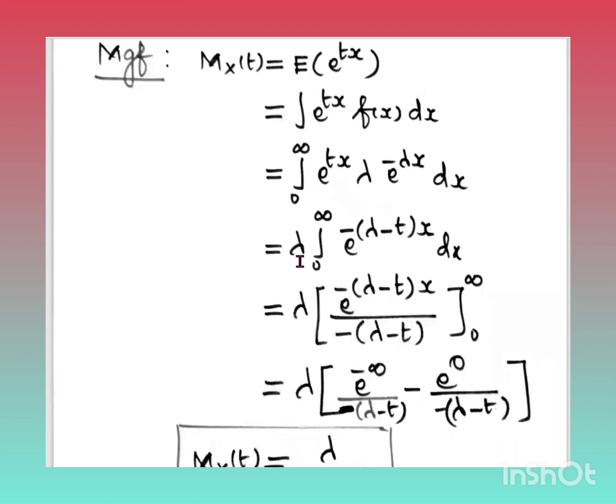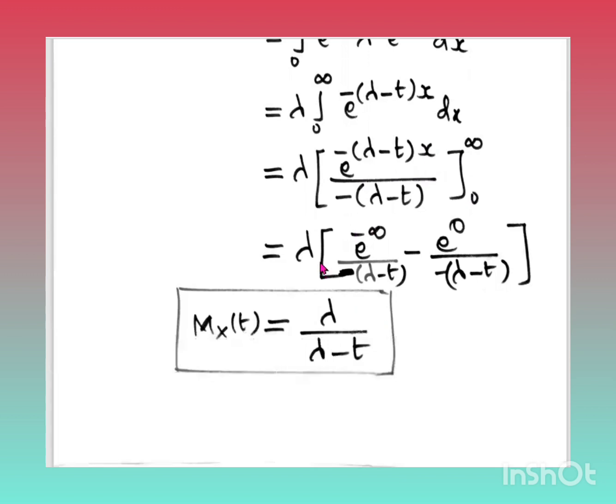So lambda times the integral over the limit 0 to infinity of e power minus (lambda minus t) x dx. You have to integrate it: e power minus (lambda minus t) x divided by the coefficient of x, minus (lambda minus t), with limit 0 to infinity. For the upper limit, apply infinity, minus the lower limit 0. So lambda times [e power minus infinity divided by minus (lambda minus t) minus e power 0 divided by minus (lambda minus t)].